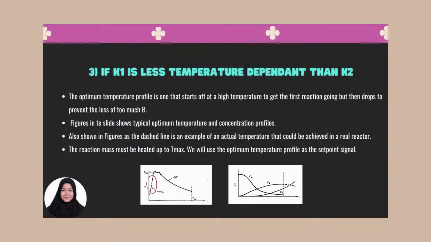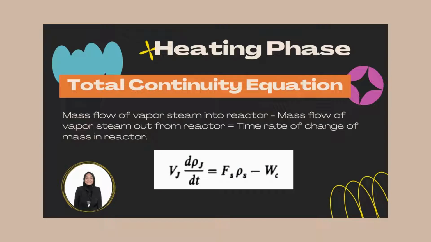Figures in the slide show the maximum temperature and concentration profiles. We again want to run at the highest possible temperature to favor the reaction to B. In both cases, we must be sure to stop the reaction at the right time so that the maximum amount of B is recovered. Thank you, Afifa.